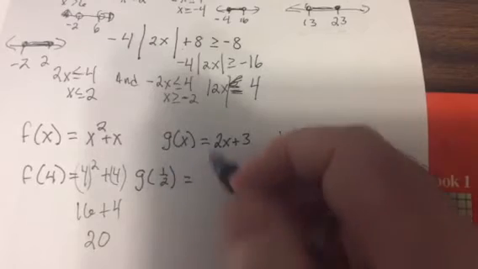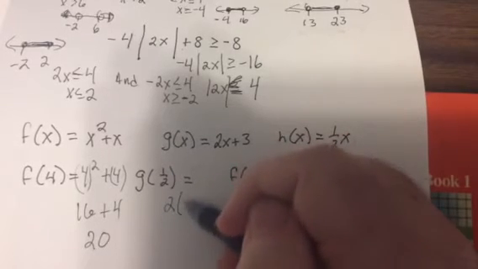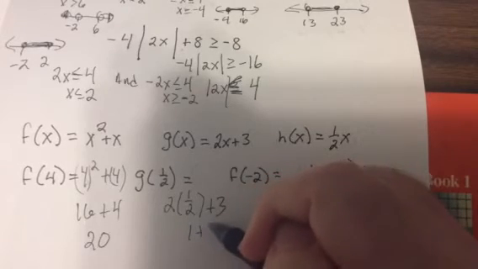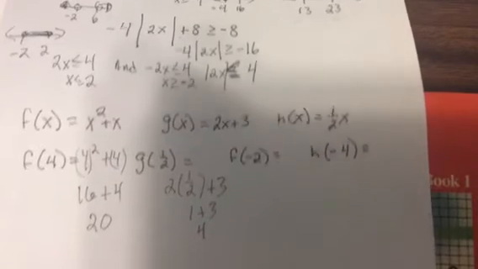So find g. Here it is. So 2 times a half plus 3. So that'd be 1 plus 3 is 4.